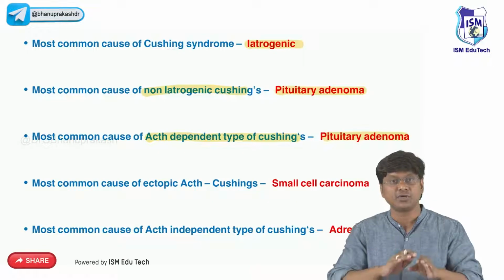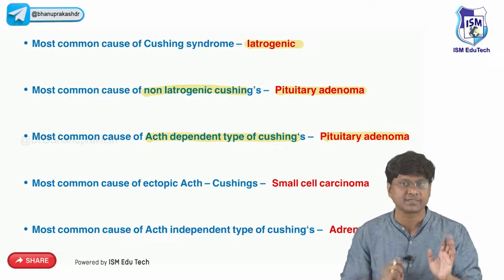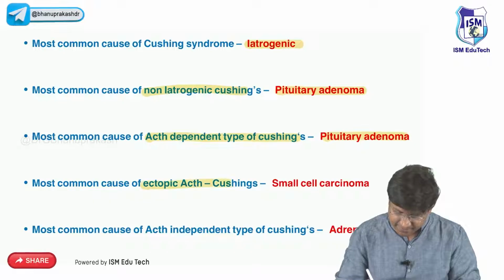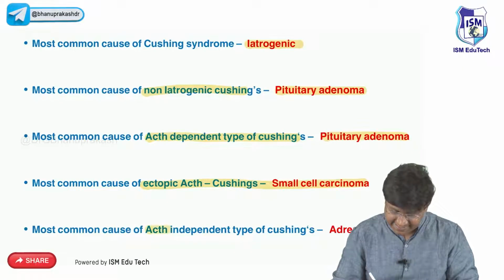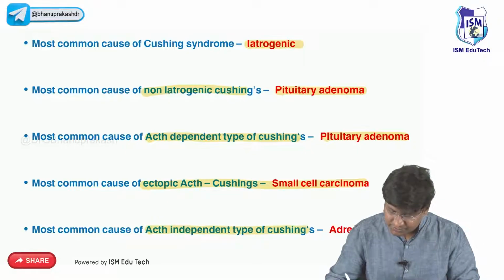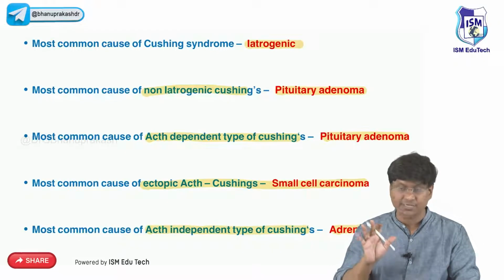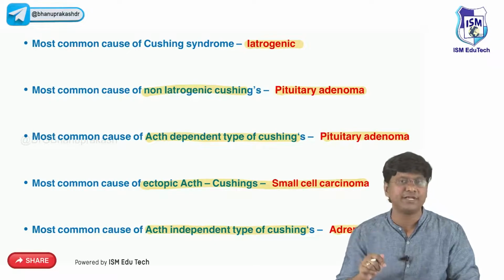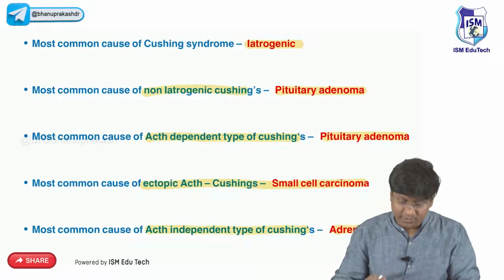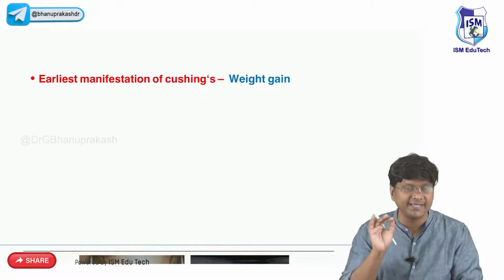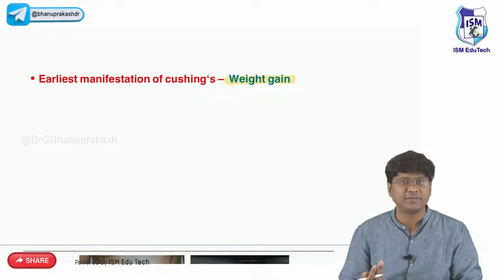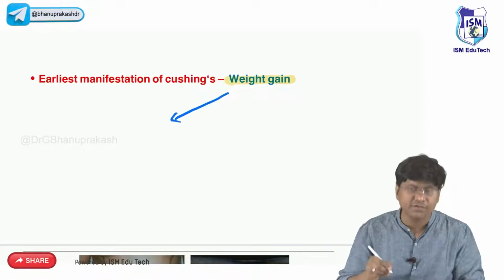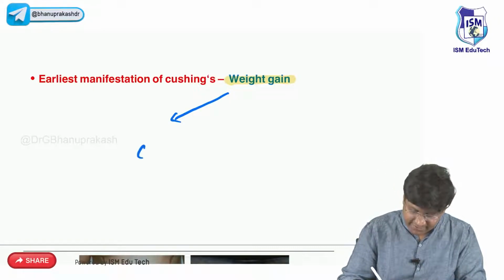And what is the most common cause of ectopic ACTH producing Cushing's? That will be small cell carcinoma, right? And what is the most common cause of ACTH independent type of Cushing's? That will be the adrenal adenoma. So there are totally 5 questions on the most common etiologies of Cushing's. Now, if the question is asked, what is the earliest manifestation of Cushing's? That will be weight gain. And you know what will be the problem because of weight gain? Because of this weight gain, the individual can develop central obesity.